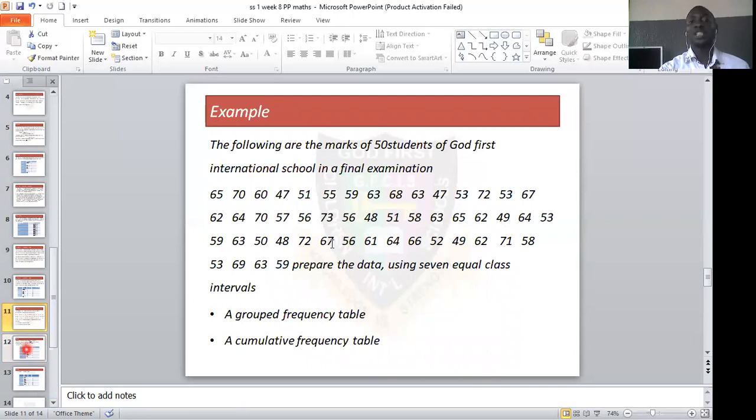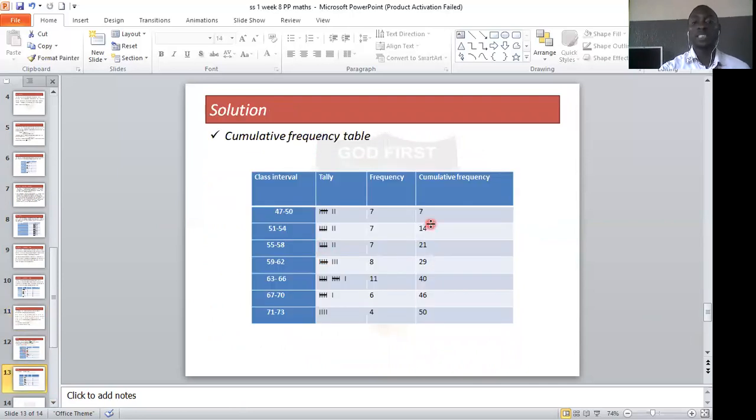I told you earlier, the first cumulative frequency is equal to the frequency of the first class. You get the second one by adding it to the next frequency. 7 plus 7 will give you 14. 14 plus 7 will give you 21. 21 plus 8 will give you 29. 29 plus 11 will give you 40. 40 plus 6 will give you 46. 46 plus 4 will give you 50. The question says 50 students.